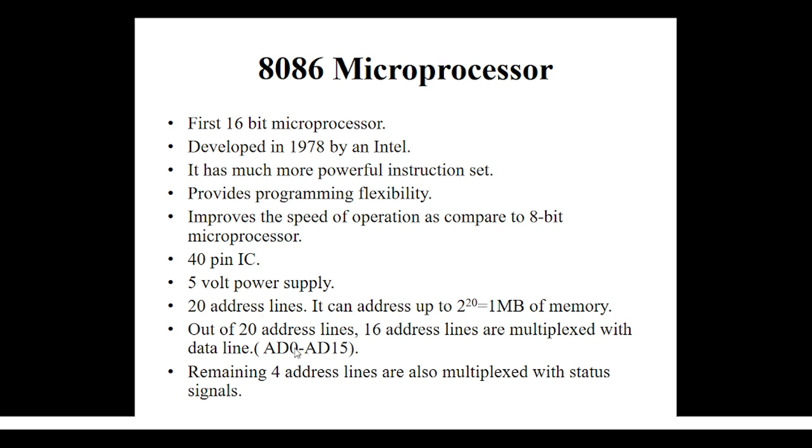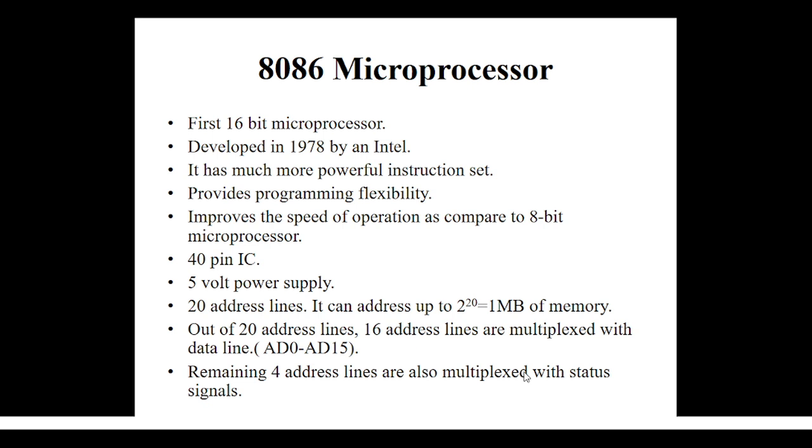Here 20 address lines are there. We can say A for address lines and D for data lines. A total of 16 address and data lines are multiplexed with each other. How they perform the multiplexing, we can see later in the pin diagram. There are a total of 20 address lines available. Out of that, we use 16 address lines for multiplexing with the data signal, and the remaining 4 address lines are multiplexed with the status signals.